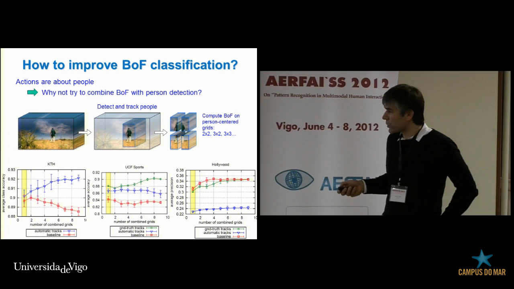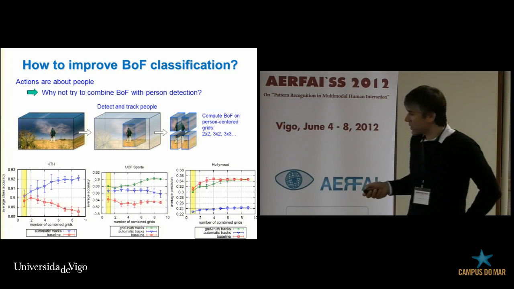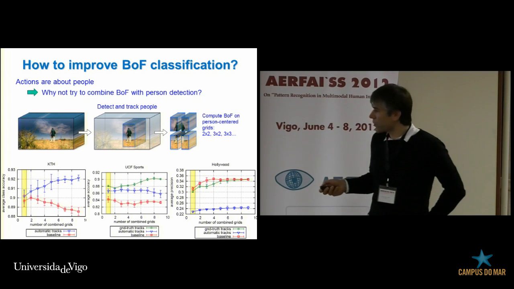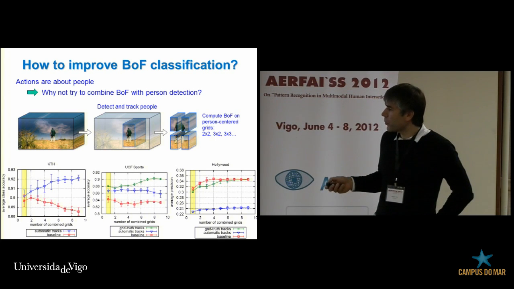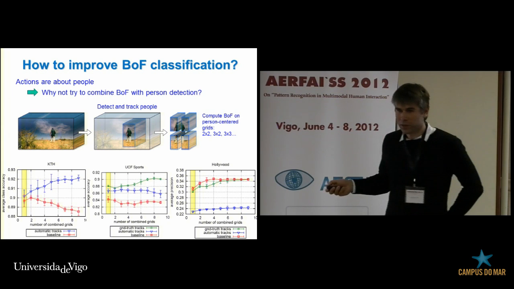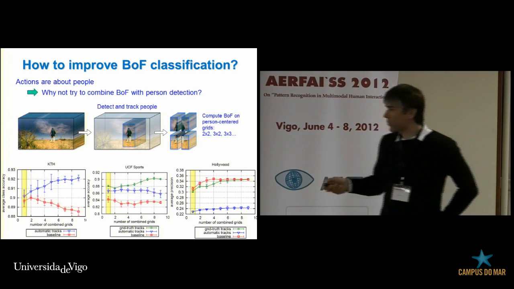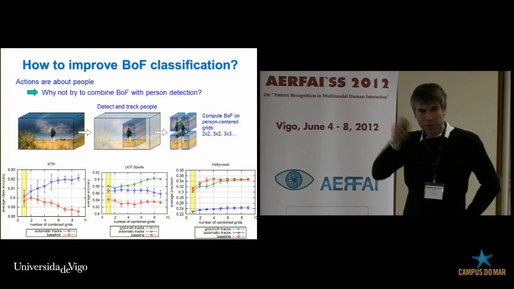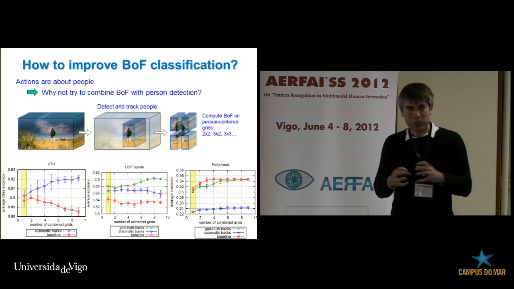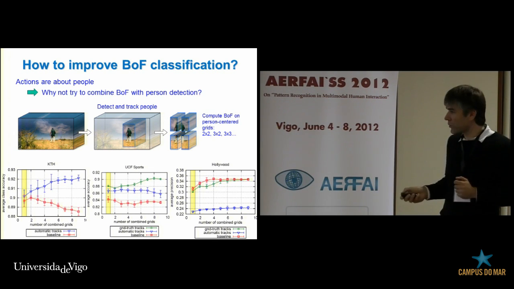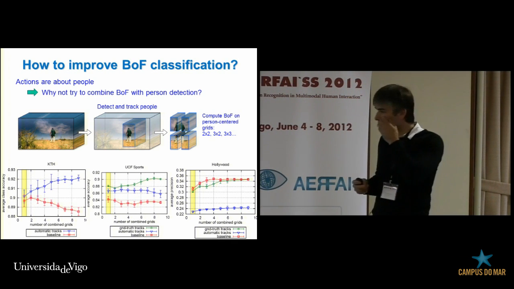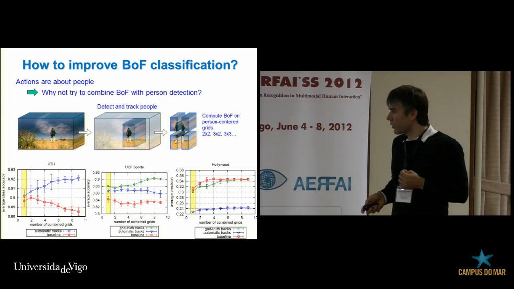Now moving to UCF, we see that it works less well, or it doesn't improve much. Here we see the green curve. The blue curve is the person detected automatically, and the green curve is the person manually annotated. If we manually annotate the person and compute the bag-of-words just in the person, we see a slight improvement as we go on with the tiling. Not very much.